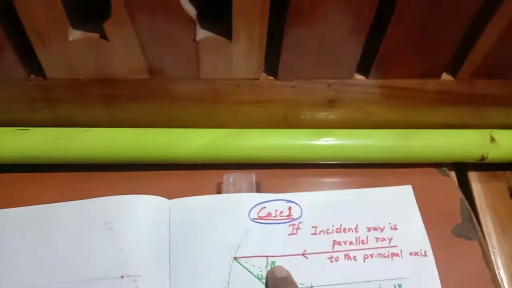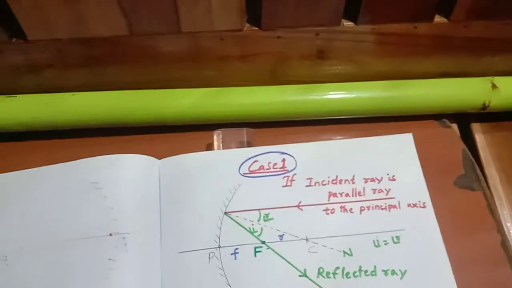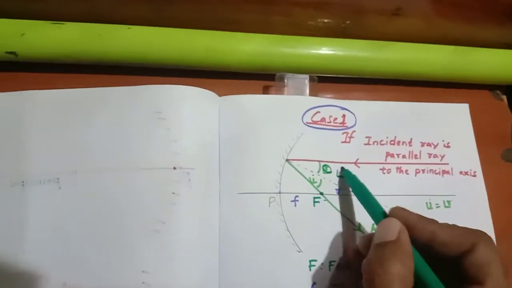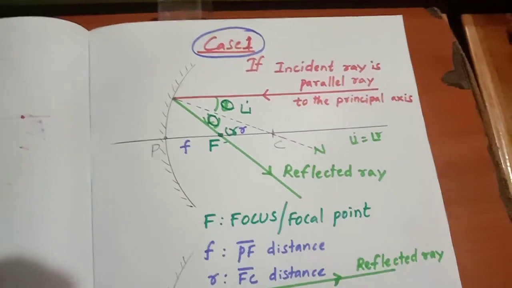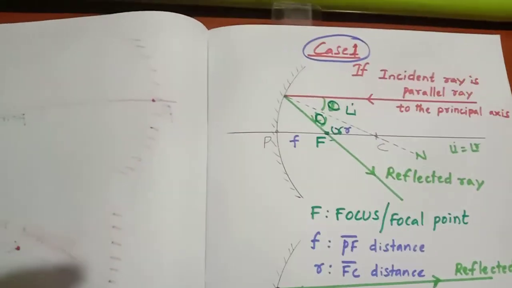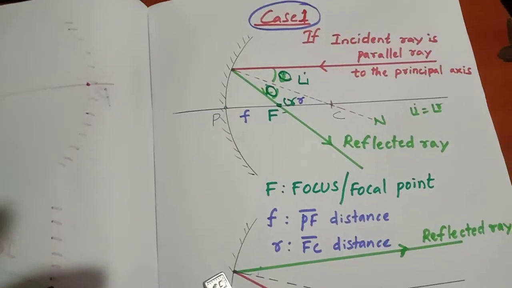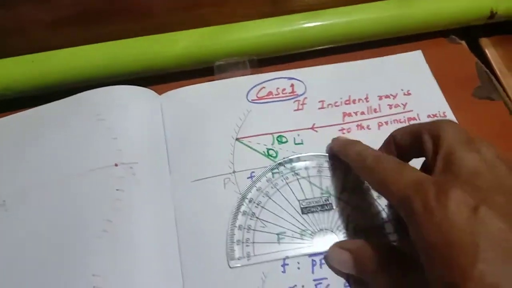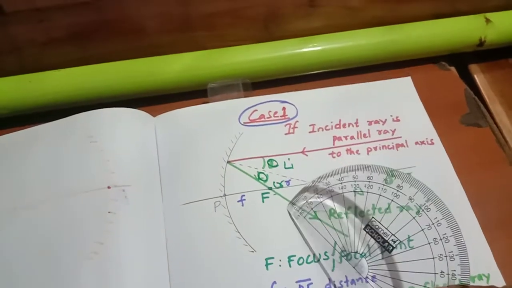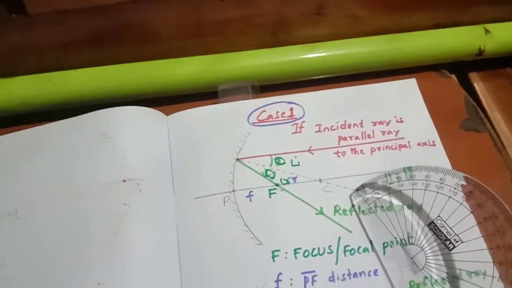Sorry, here a small change here, angle I this one, angle R is this one. Now see this is angle I and this is angle R. Angle of incidence and angle of reflection both are same. If you take the angle measurements using a protractor, we measure the angles. The angle I is equal to angle R based on the normal drawn here.